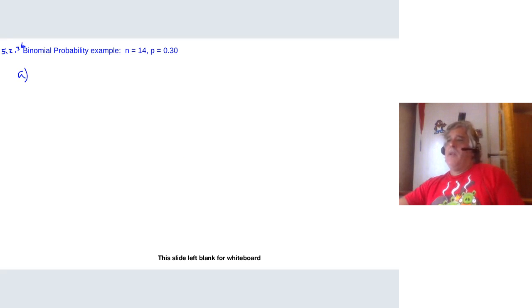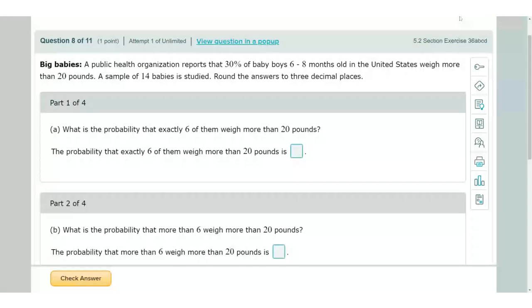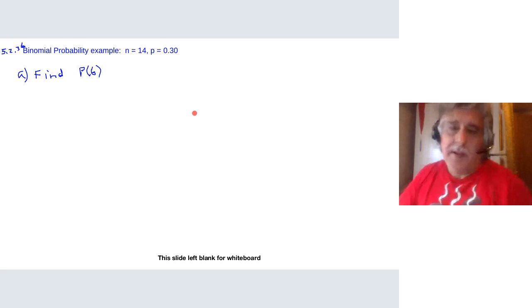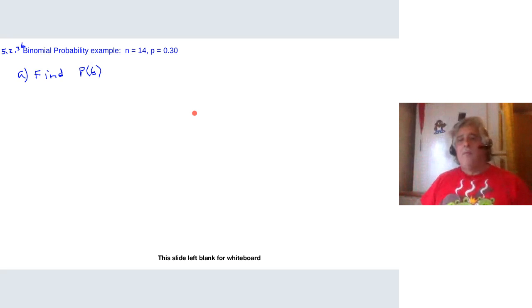What is the probability that exactly 6 of them will weigh more than 20 pounds? Now, you don't have to worry about the 20, because the 20 is the same throughout. So you're just talking about 20-pound babies here. The 20 isn't used. The only thing that's important is the 6. All right. So for A, when you see exactly or equal to, then you just find one value. Now we're just going to go over in the calculator and do it.